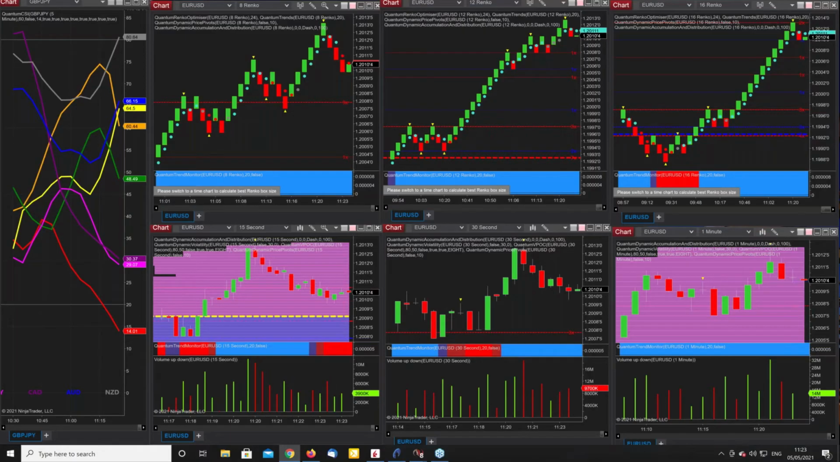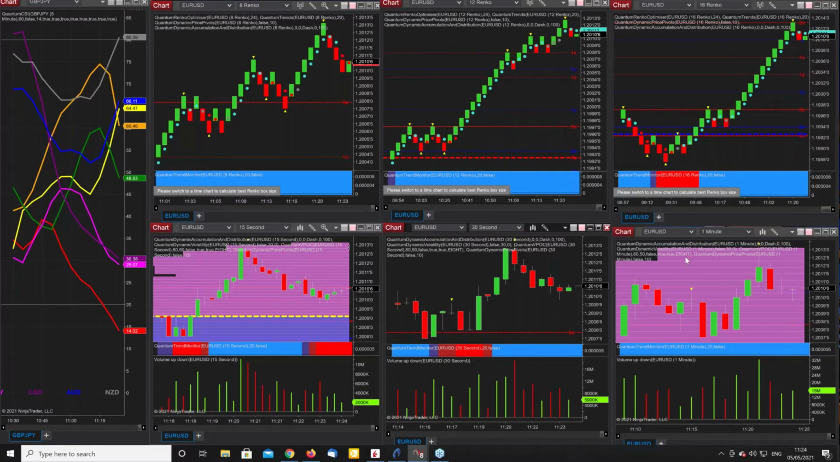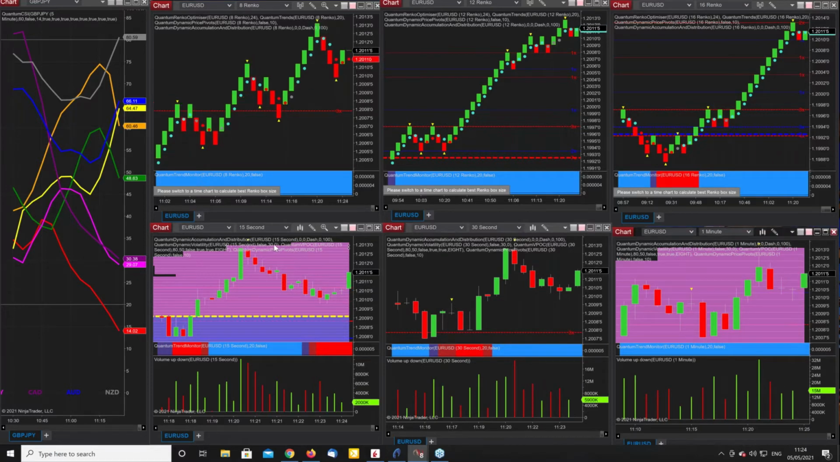And I just wanted to show you the euro dollar on multiple Renkos, because it is such a powerful way to trade. This is on NinjaTrader, but you can set this up on other platforms as well. The time frame at the bottom is associated with the Renko at the top. So basically, I've got a 15-second chart, I've got a 30-second chart, and I've got a 1-minute chart over on the right-hand side.